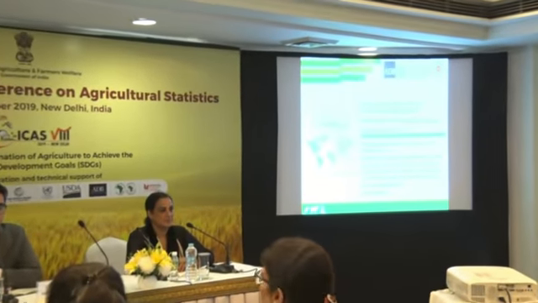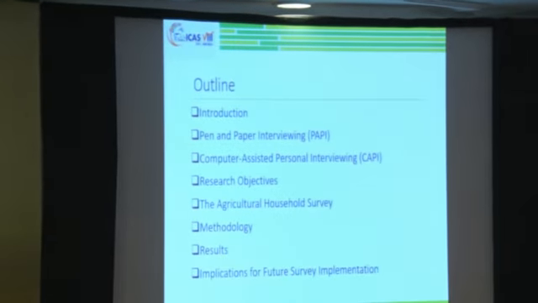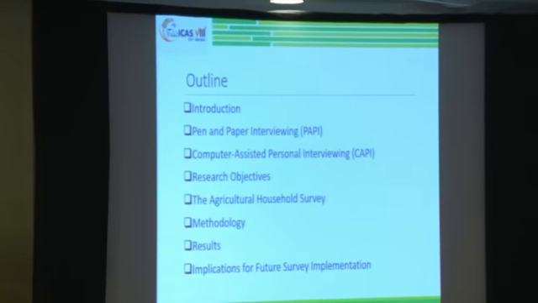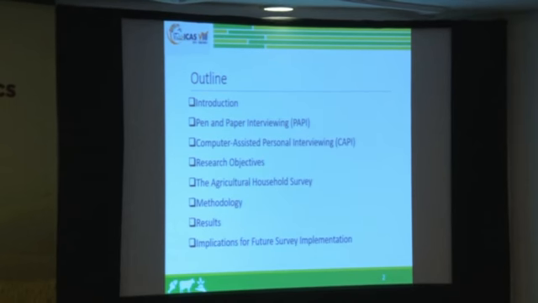Good morning. My topic is computer-assisted personal interviewing in agriculture, a pilot survey, national survey in Sri Lanka. This is the first time we did this type of survey. Normally we did surveys like income and expenditure, the Sri Lanka labor force survey, child activity, and demographic and health survey. All of these are demographic surveys that collect demographic information of the household. The outline: introduction, pen and paper interviewing, computer-assisted personal interviewing, research objectives, the agriculture household survey, methodology, results, and implications for future surveys.